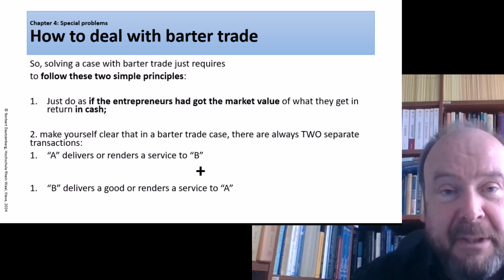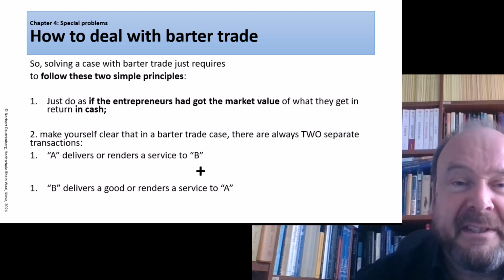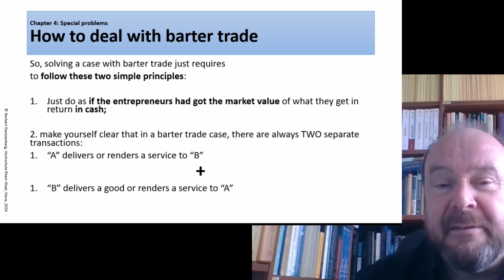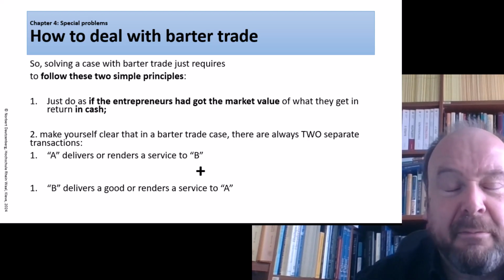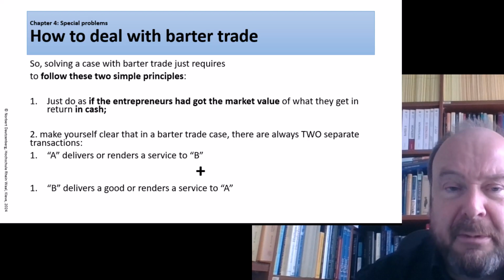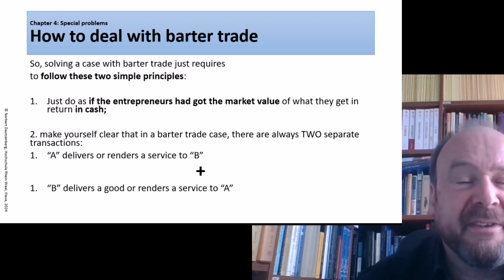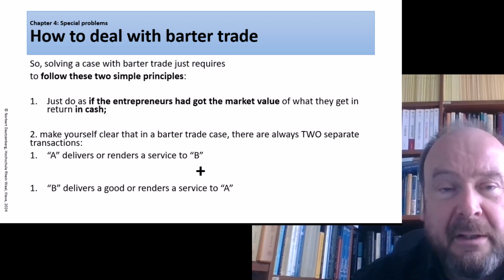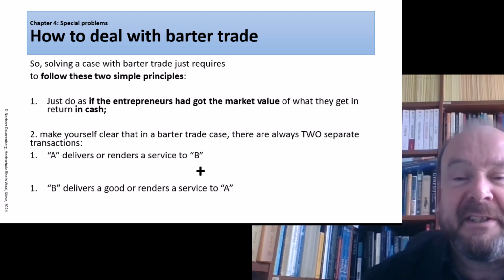Might be that you get a barter trade situation and somebody says, I'm only interested in A delivers to B, the other thing is not my problem. However, if you want to have a comprehensive overview over the situation, then naturally you analyze both transactions.